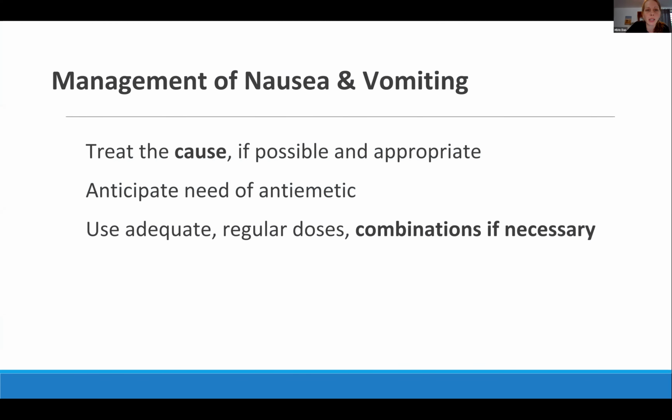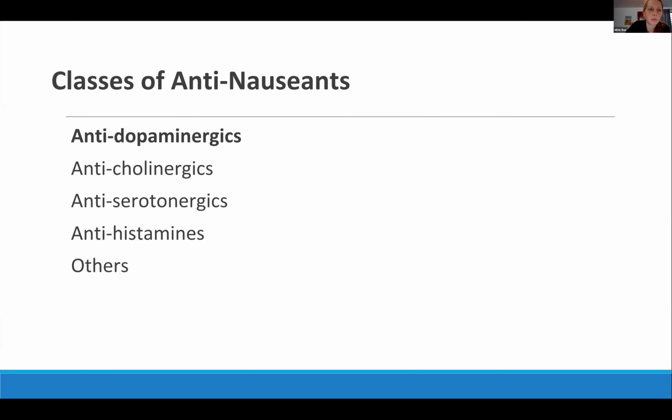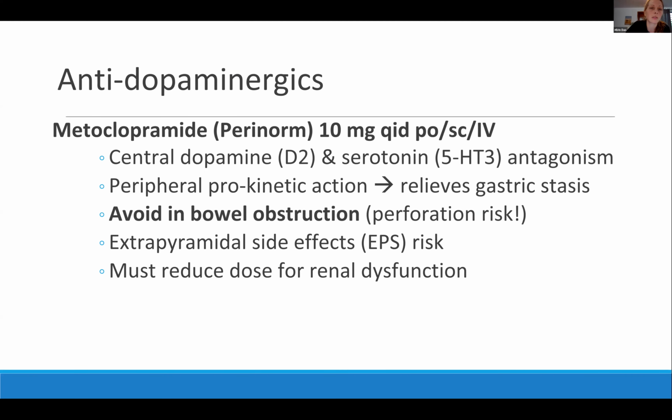So again, when we manage nausea and vomiting, we want to treat the cause, if possible and appropriate. You want to anticipate the need of that antiemetic and you give adequate regular doses and combine the medications if necessary. So today we're going to specifically talk about the anti-dopaminergic medications for anti-nausea, and we'll help you give some doses and suggestions for the doses for that.